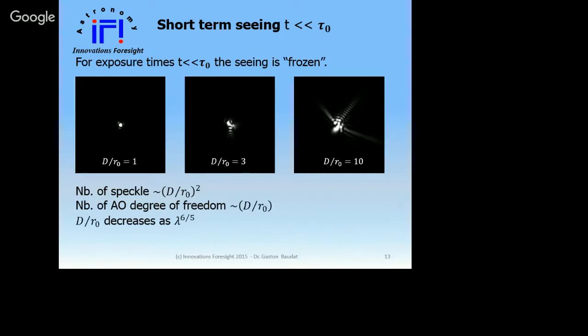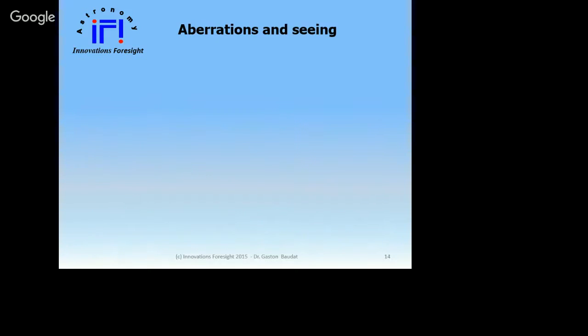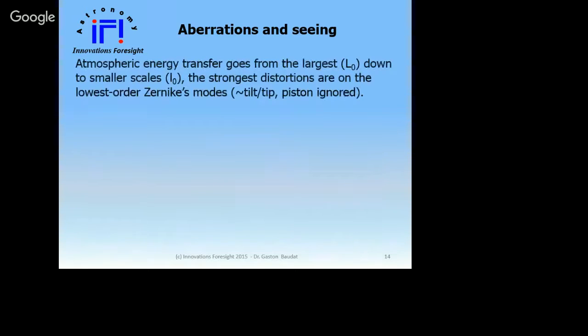D over R0 decreases roughly with wavelength, which means it's easier to get diffraction-limited operation at longer wavelengths. Of course, you lose some resolution because the diffraction limit goes up when the wavelength goes up. Let's see what's happened in terms of aberration.